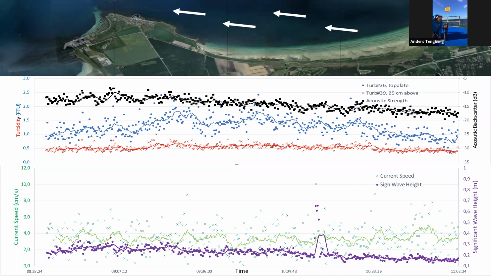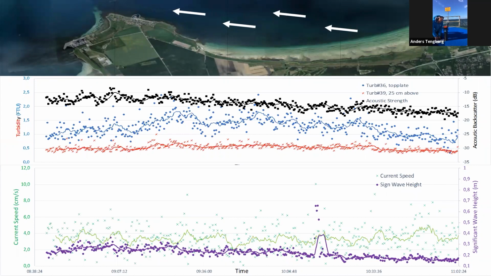And then at the bottom, you see measurements of the significant wave height, and that should be red on the right scale. It's in purple. And you see waves when we did these measurements were very low. The wave height was typically like 10-15 centimeters.